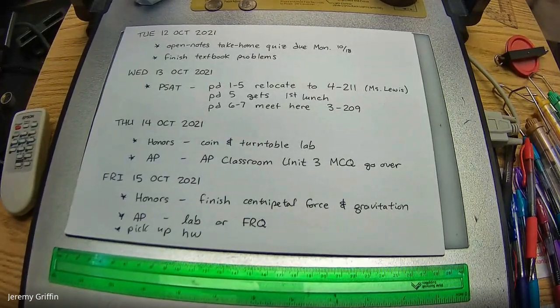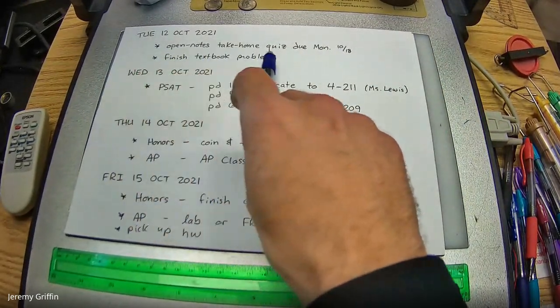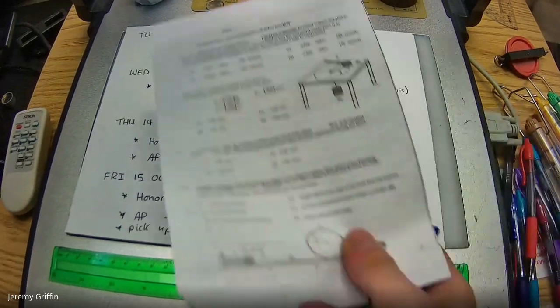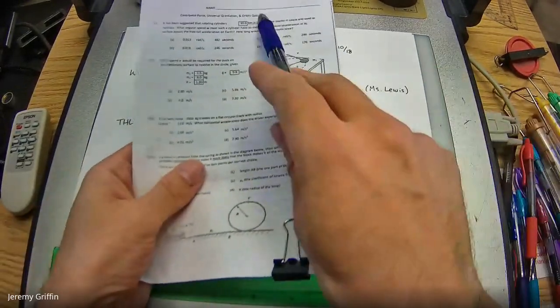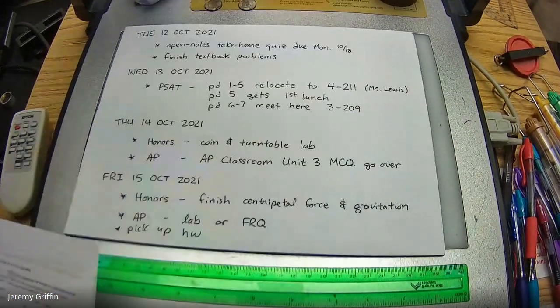Yeah. All right, nice. So, do you guys just pick up your new Open Notes take-home quiz from the front of your desk? It looks like this. Make sure it's the one that says AP. Has this picture on the front. You guys see that one?